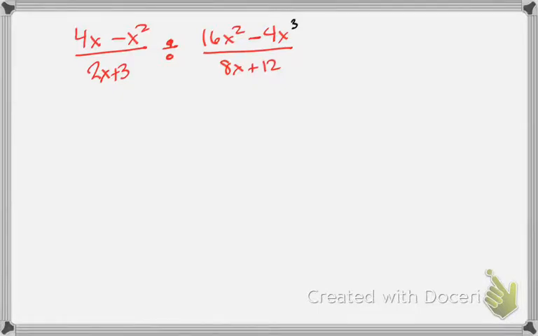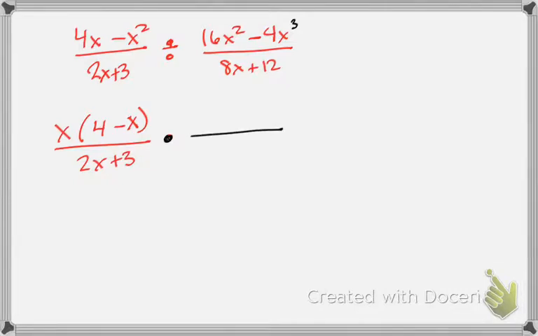Okay, so I'm writing it down. The first one, what can we factor? An x. Okay, an x, right? Not a 4x. Okay, we can factor an x. And I'm left with 4 minus x all over 2x plus 3. Now, I have to multiply it by the reciprocal. So this is going to go here, and this is going here. Okay? So I'm going to factor.